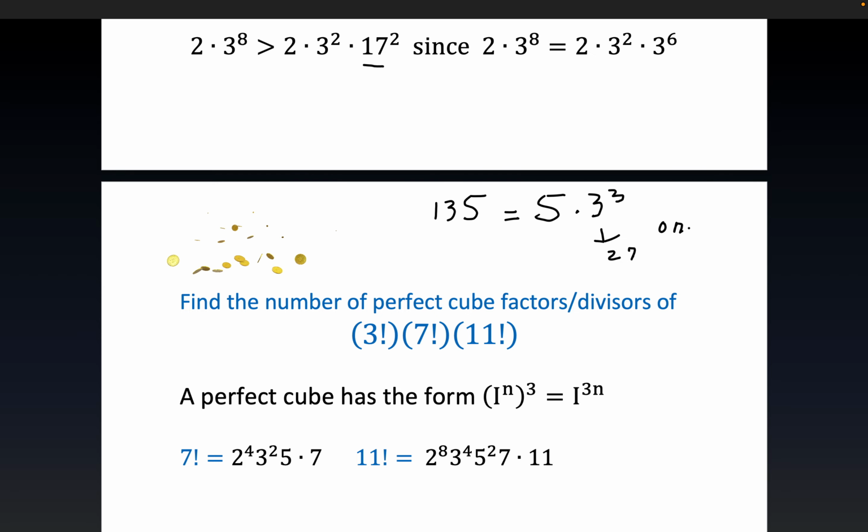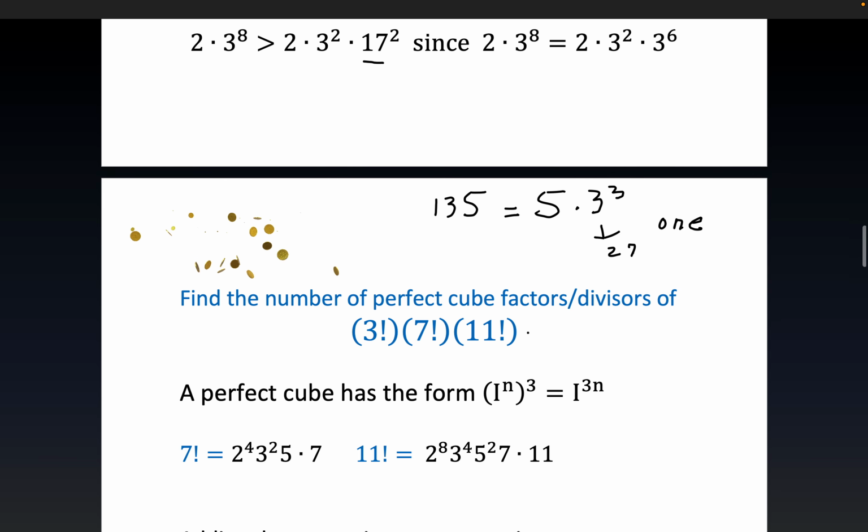But we want to do it for this huge number that we never would be able to calculate by hand. Find the number of perfect cube factors, or divisors, of 3 factorial times 7 factorial times 11 factorial. 3 factorial is an easy enough number to calculate. That's 6, but then you get 7 factorial, and you're multiplying that times 11 factorial.